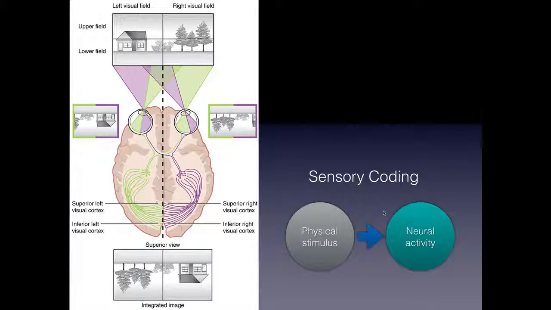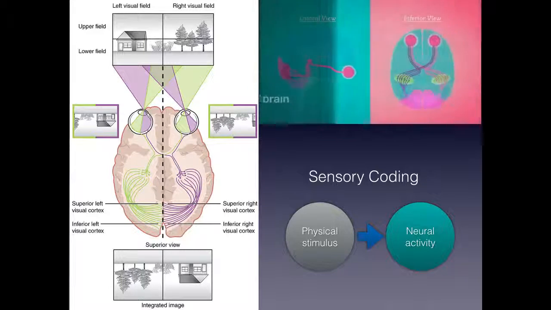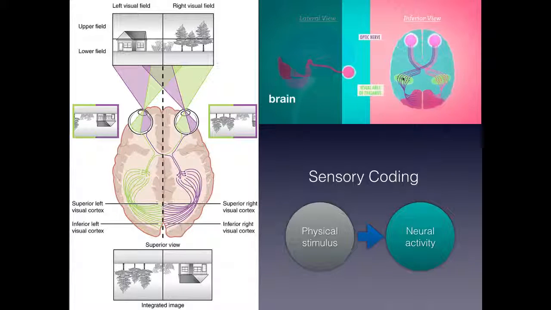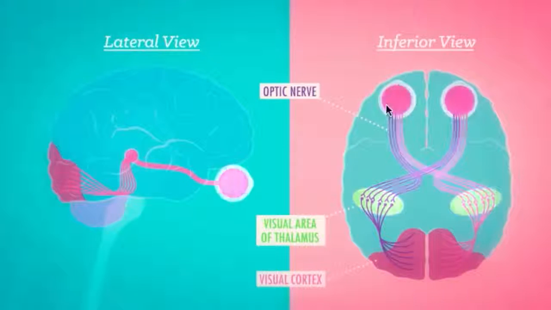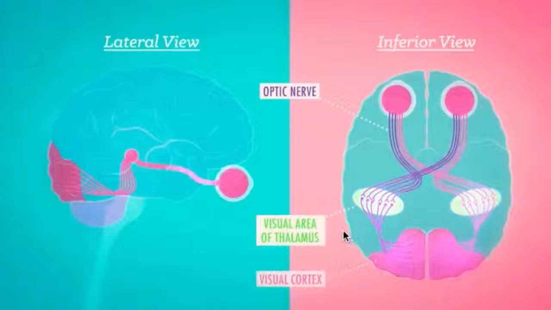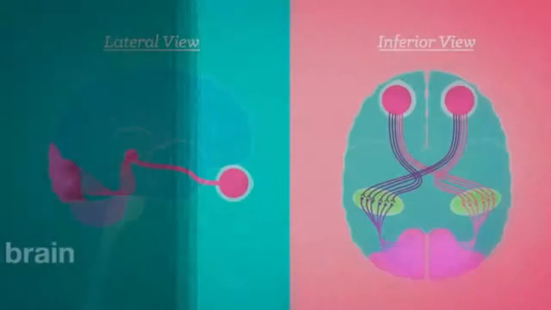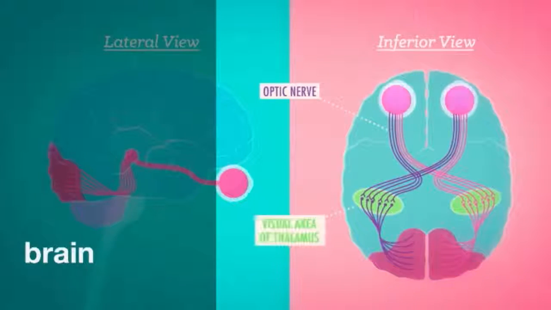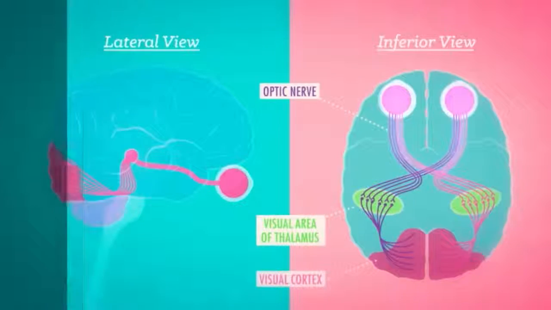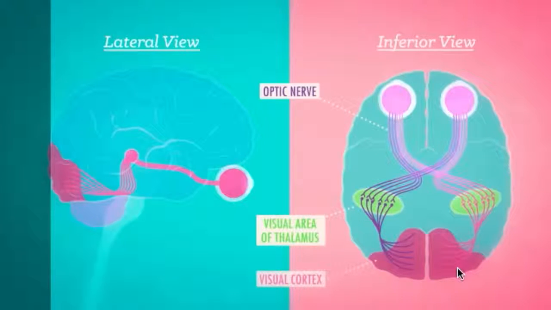This is called sensory coding, which comes from the physical stimulus into neural activity. So the eyeball sends information to the visual area of the thalamus, and then it goes to the back of the brain for interpretation. This is called the visual cortex. It's shown on the side view or lateral view of the brain, and on the top view.